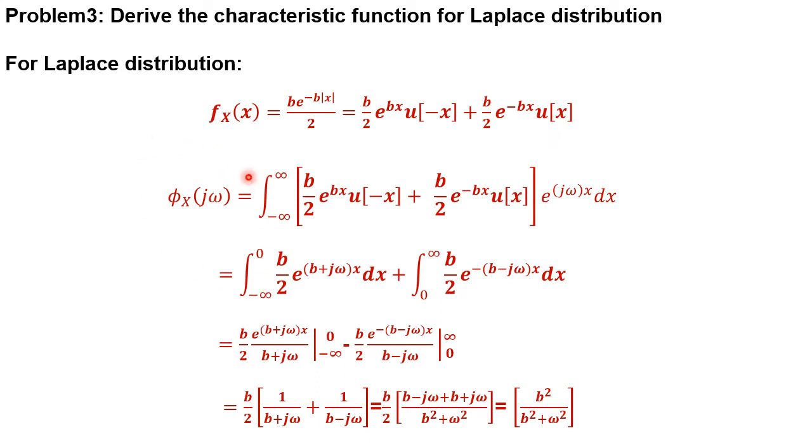Characteristic function is always obtained by integrating PDF and into e to the power j omega x dx.